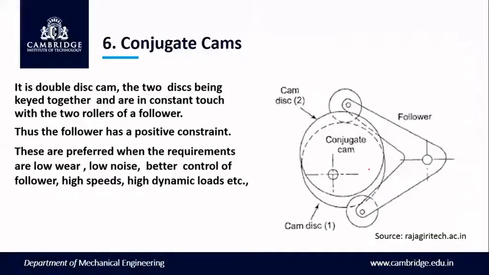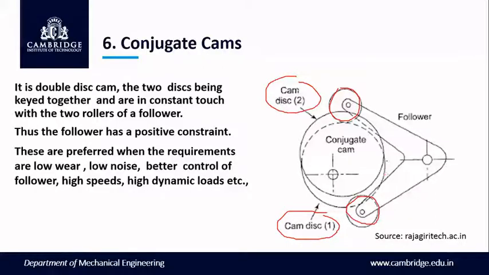The conjugate cam is a double disc cam. So here we'll be having a double disc. In the figure we can see we have disc 1 and disc 2, and these cams are keyed together with the roller followers. So this is follower number 2, and roller follower number 1.